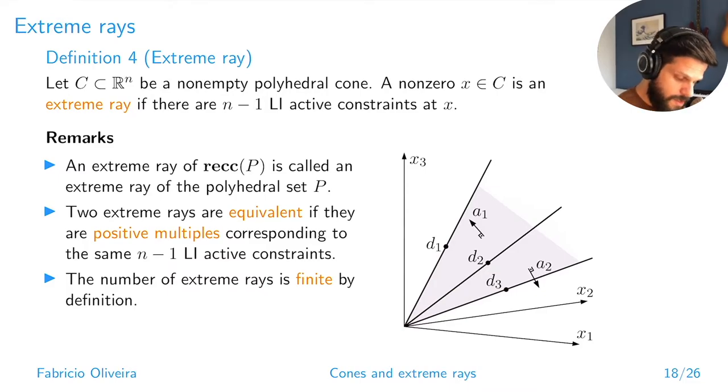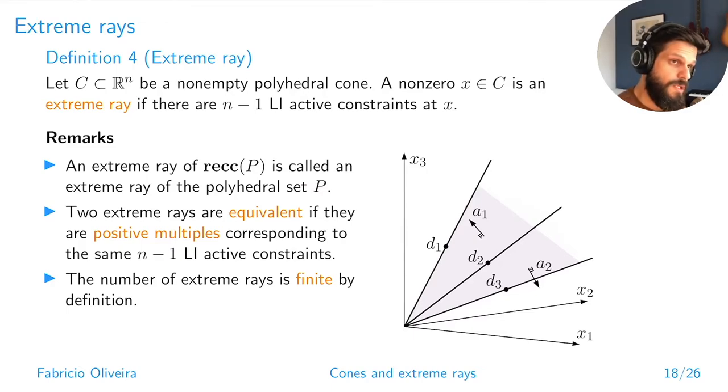Any d inside this polyhedral ice cream cone, a three-faced ice cream cone, would be a ray. But these are the interesting ones because they are what we call extreme rays. And so when we have an extreme ray of the recession cone of P, instead of saying this mouthful, we just say the extreme ray of P, P being a polyhedral set.